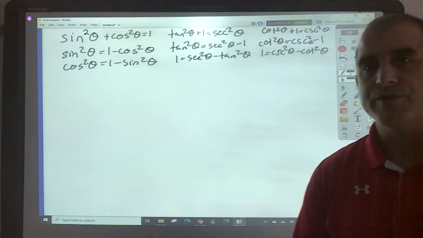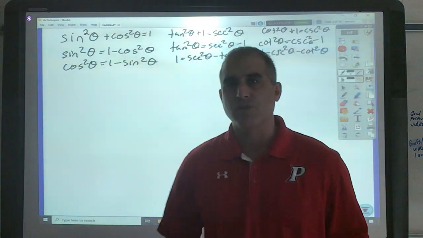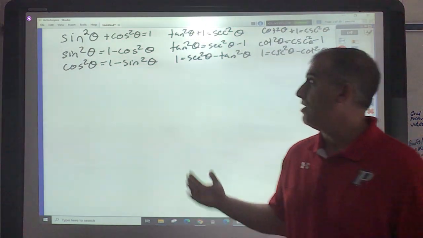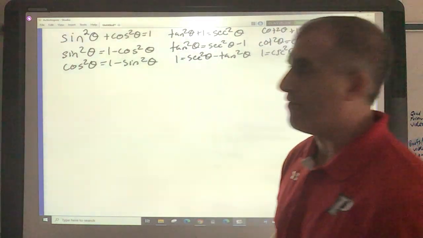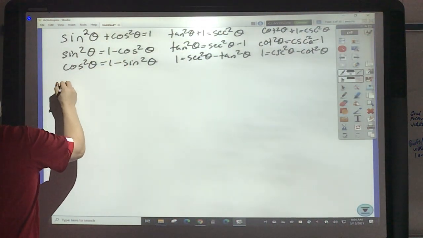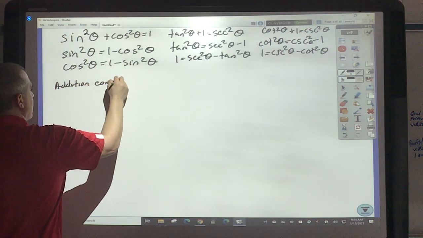What I also want to do is just go over a couple of algebraic tricks to understand how we solve these kinds of things. The first thing I want to go over, something very simple. Understand that addition is commutative. Okay, now what does that mean?